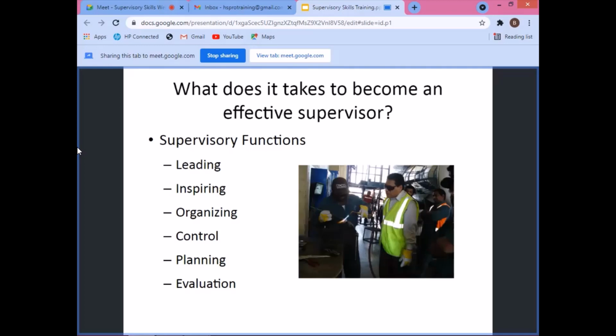Supervisory functions are like a manager's, like I said. Leading: he's also a leader. He's inspiring the workers, motivating them to work, giving them the willingness to work, giving them training, coaching them, or counseling, giving counseling sessions. Organizing is organizing the work. The manager will review and approve whatever organization the supervisor has implemented or proposed to the manager. The manager will review and then approve it. He will analyze.